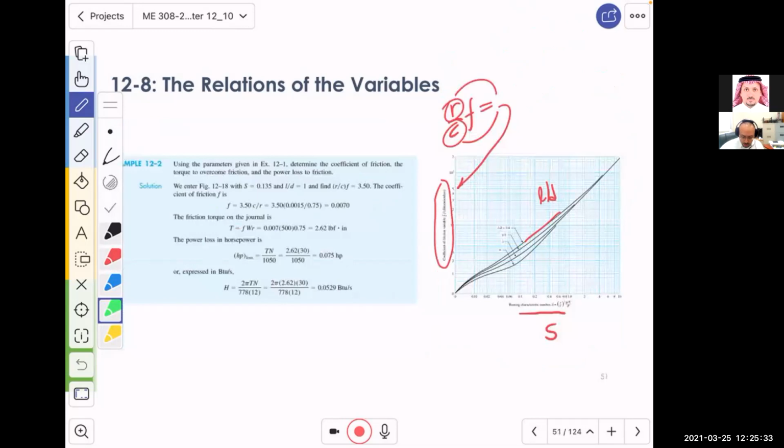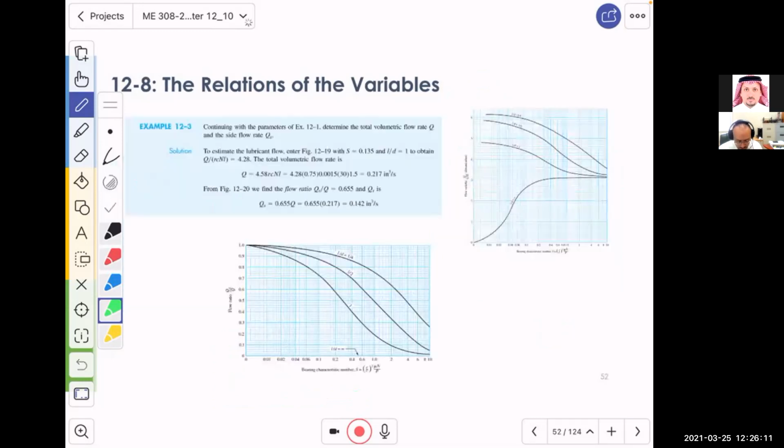So if you recall here, when we determined the friction, we were able to find the frictional torque, which we can take and apply into a power equation to find how much we're losing in horsepower or in BTU per second, which is a unit mostly used in heating and cooling systems. This is an essential part of the journal bearing analysis, and we will see that in this same problem.